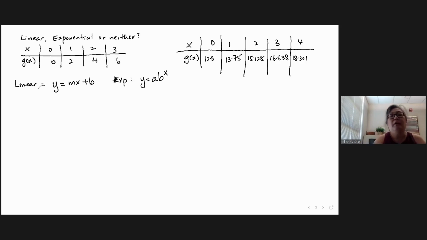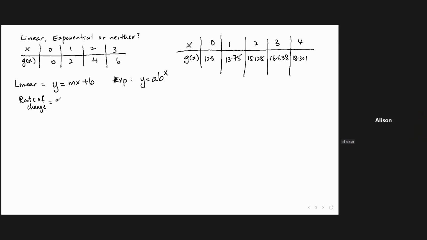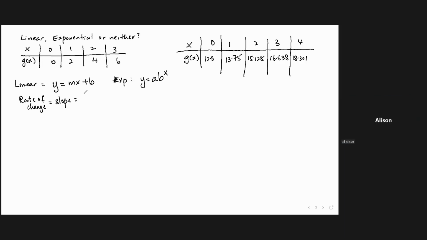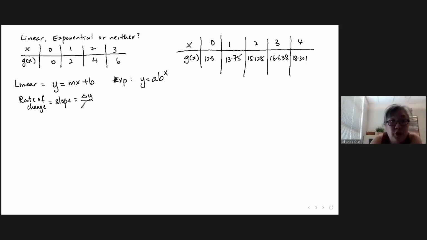Before you even go into finding the equation of the linear, you have to find out whether it's linear or exponential. How do you determine that? Kiara was saying the rate of change. What is another name for the rate of change? It is the slope. And the formula is rise over run, change of y over change of x.